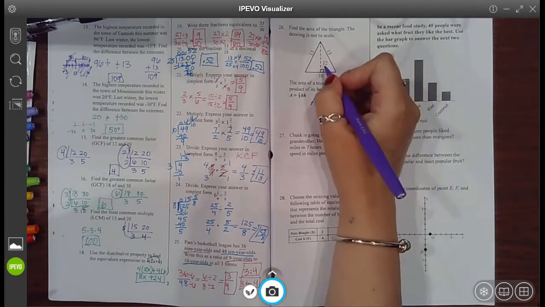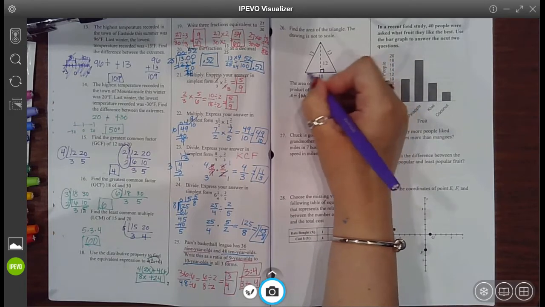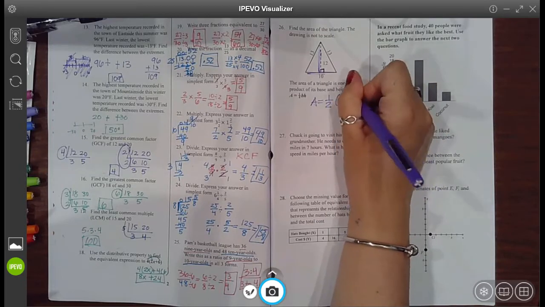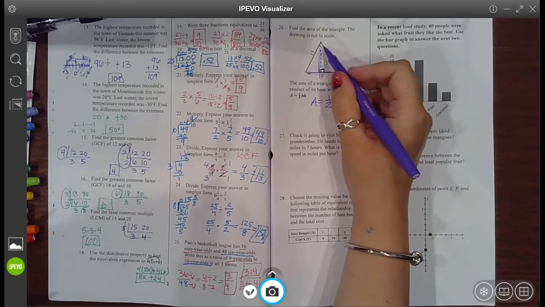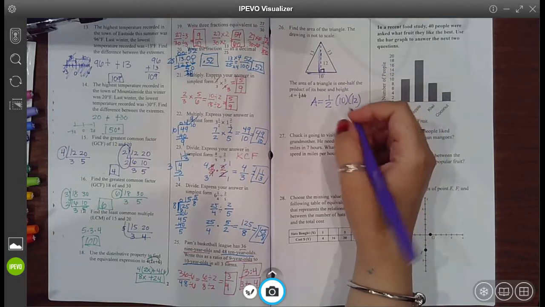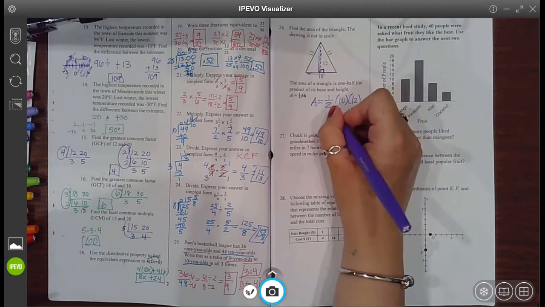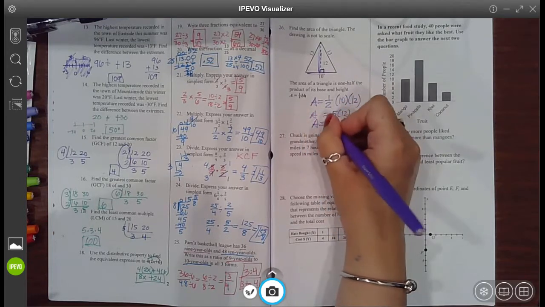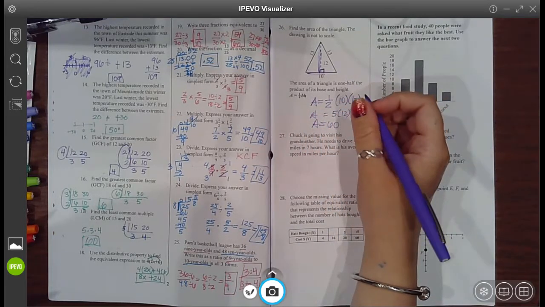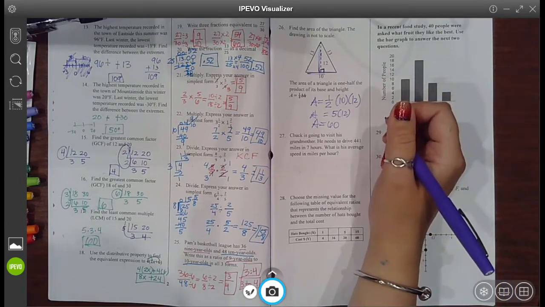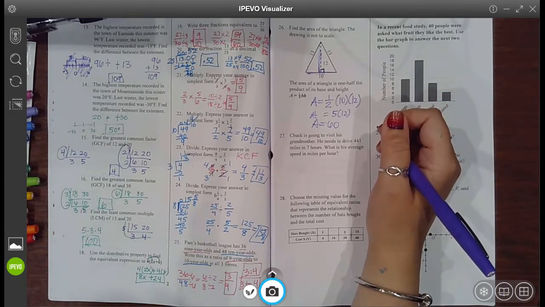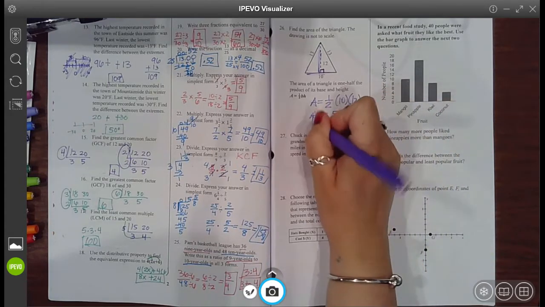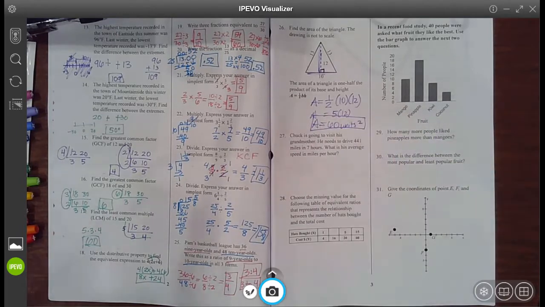1/2, the base. Remember, this little box connects your base to your height. So the base is 10 and your height is 12. Those other numbers are there in case you want to find the perimeter. 1/2 of 10 is 5, and 5 times 12 is 60. My unit, did they tell me? They didn't specify the unit, did they? So then we just put units squared, because area is always square units.